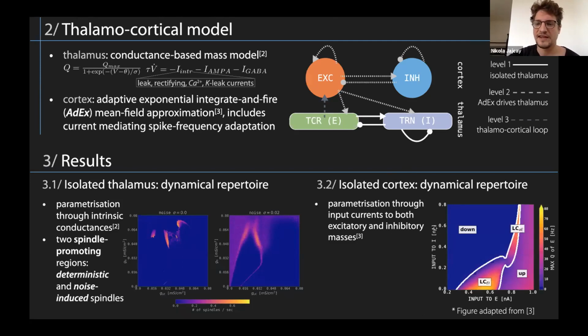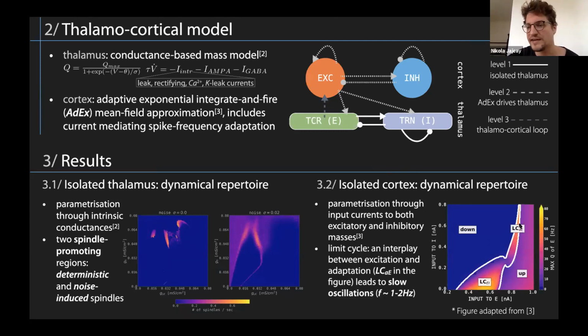And the parameterization here is not via conductances because it's a different model, but we parameterize it via input currents to both excitatory and inhibitory masses. What is important here is this upper limit cycle, LCAE, which stands for limit cycle between adaptation and excitation. That is why it's important our model actually has some spike frequency adaptation. And this limit cycle is actually the slow oscillations. If the cortex is parameterized in this regime, it produces slow oscillations around 1 or 2 hertz.